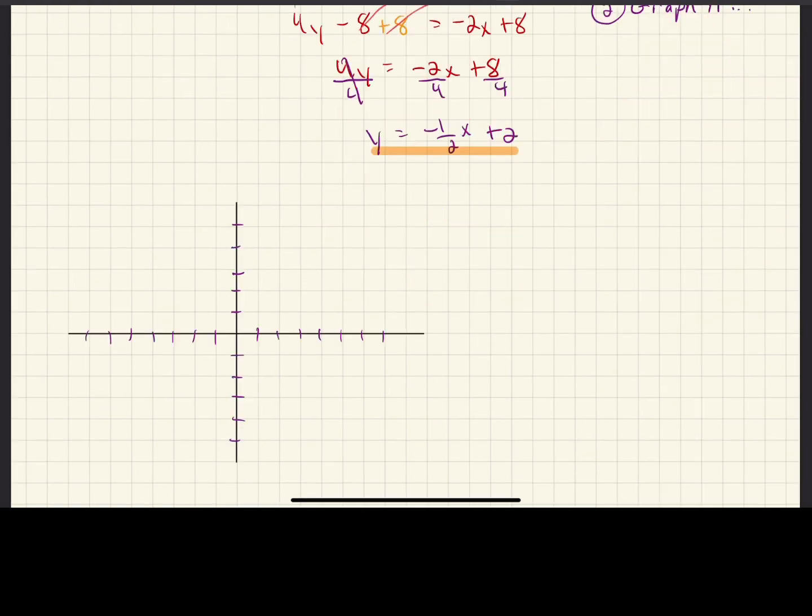Like we did previously, I'm going to start my graph at the y-intercept. Here we go. So at 2. And then we can see that the rise over the run is -1/2. So we're going to go down by 1, over by 2, and then plot the point, and then down by 1, over by 2 to plot another point. And then we usually do 3 points. Let's do one more. Down by 1, and then over by 2. And then we're going to connect these dots right here.